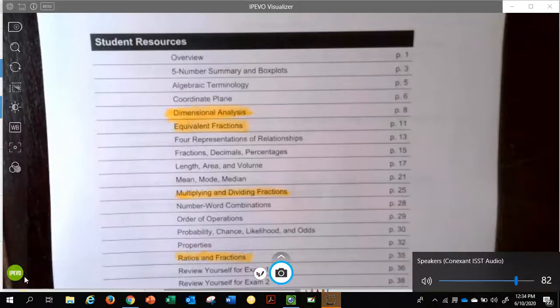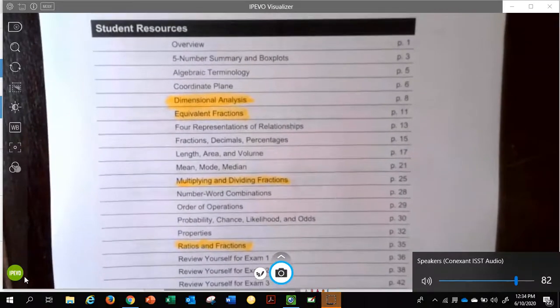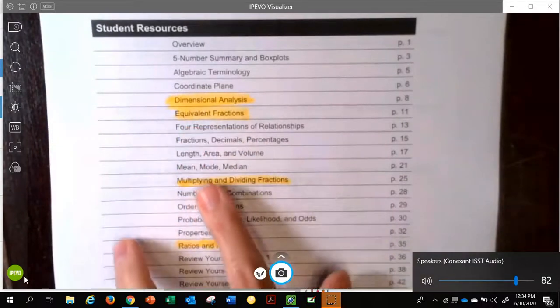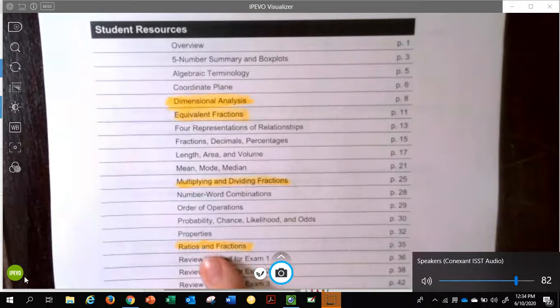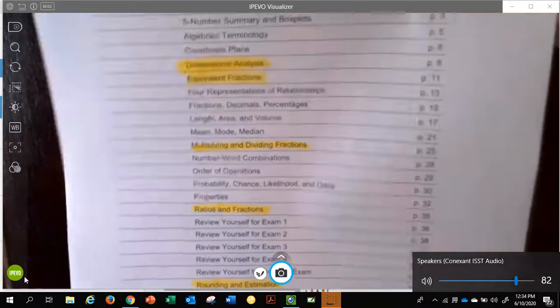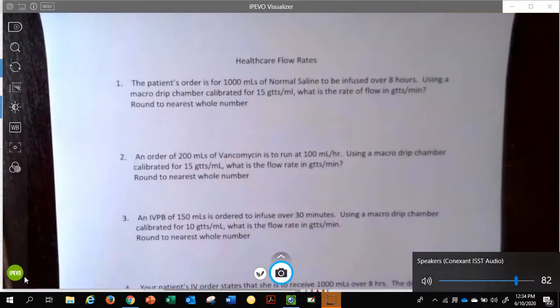So today we're going to look at healthcare flow rates. Before we get started, you might consider going to look at your student resources and looking over dimensional analysis, equivalent fractions, multiplying and dividing fractions, ratios and fractions, and rounding and estimation. You choose which direction you do this. To look at them before you start this lesson, or during or after, or maybe a combination of all of the above. Go ahead and pull out your healthcare flow rates worksheet.